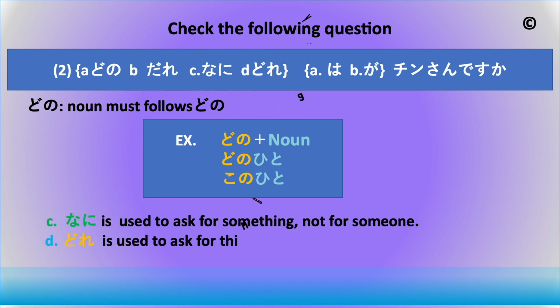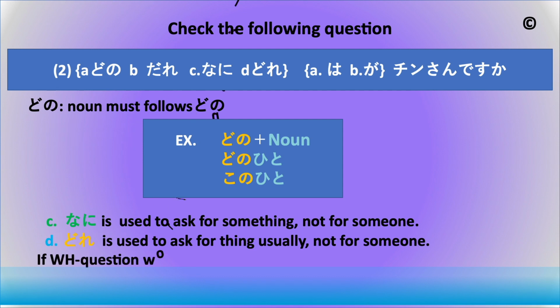Look at D, どれ is which one, right? どれ is used to ask for things, usually not for someone. So どれ should not be chosen. The correct answer is 誰. Who is 陳さん, right?